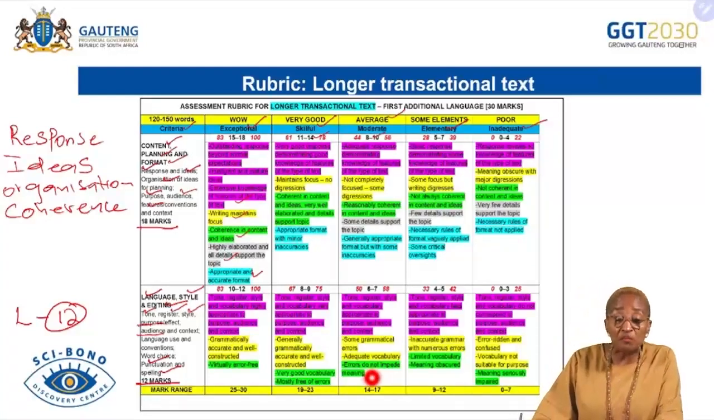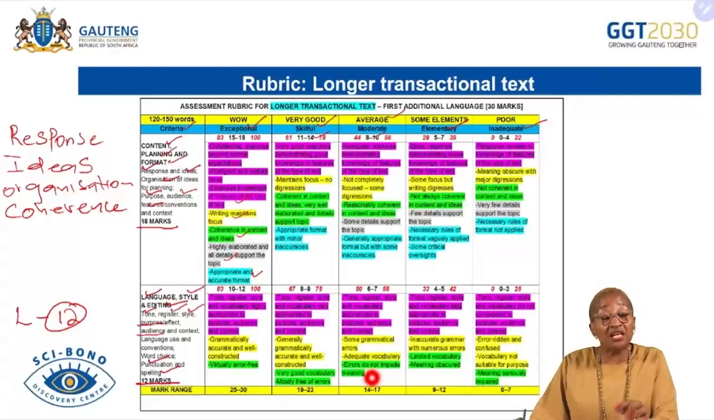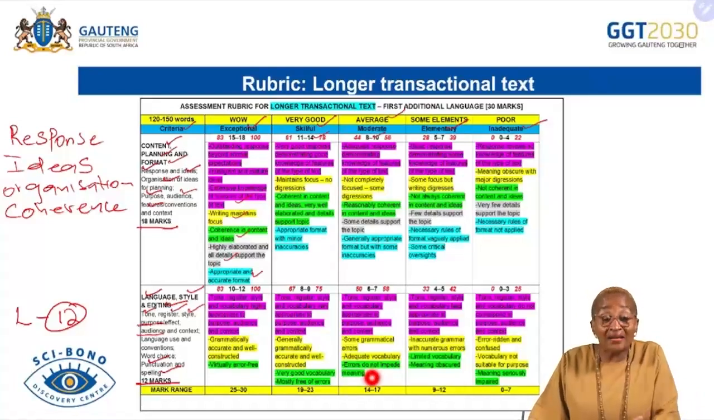So it is very, very important that you familiarize yourself with all the descriptors in each and every category, so that when a teacher gives you 2, or gives you 4, or gives you 18 for that matter, you understand where the 18 comes from.